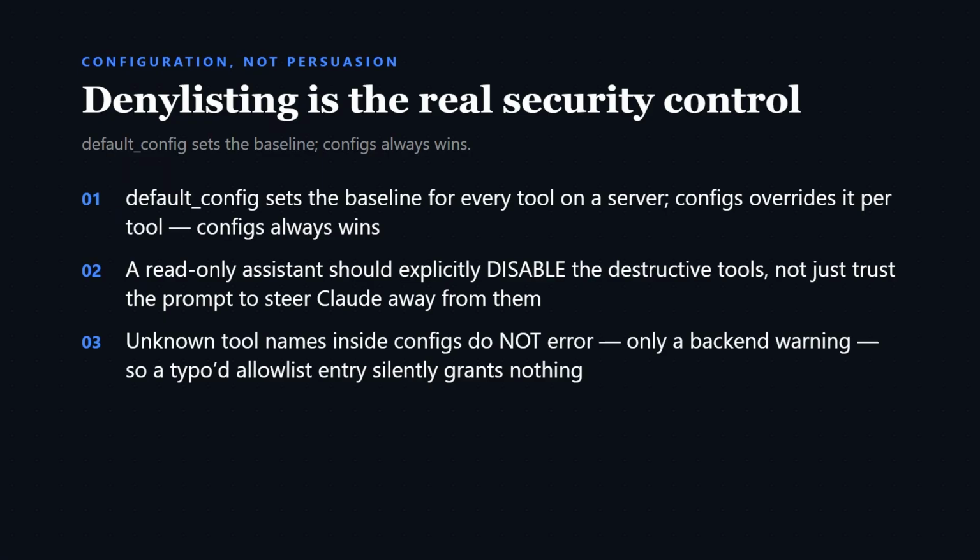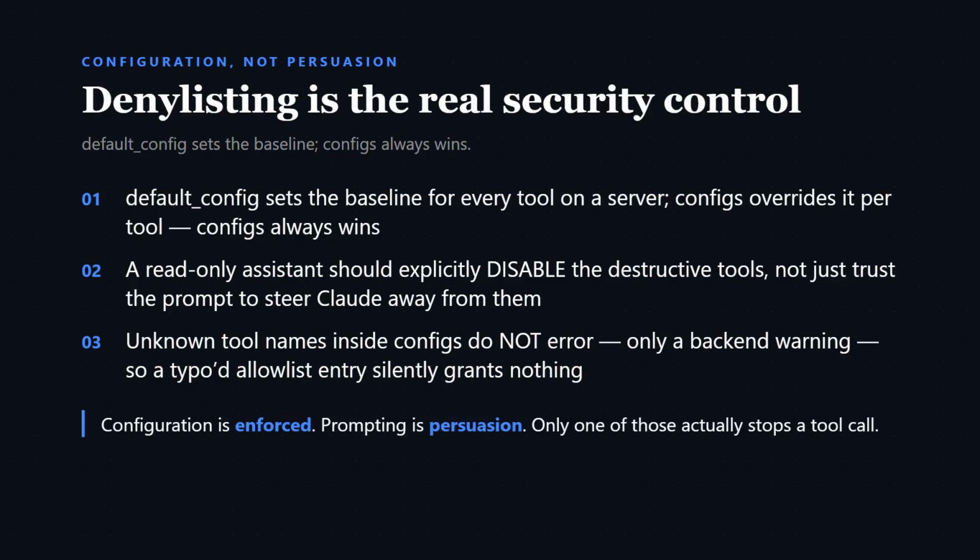And here's the trap: an unknown tool name inside configs does not error, it just logs a back-end warning, because MCP servers can expose tools dynamically. So a typoed entry in your allow list silently grants nothing, and you won't find out from an error message. Configuration is enforced. Prompting is persuasion. Only one of those actually stops a tool call from happening.